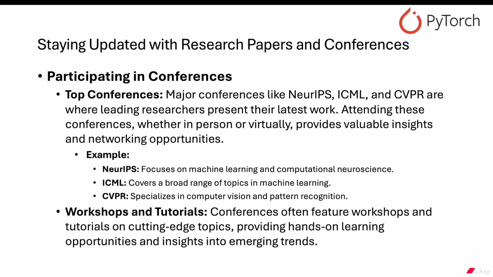Examples: NeurIPS focuses on machine learning and computational neuroscience. ICML covers a broad range of topics in machine learning. CVPR specializes in computer vision and pattern recognition. Google them up and you'll know more.